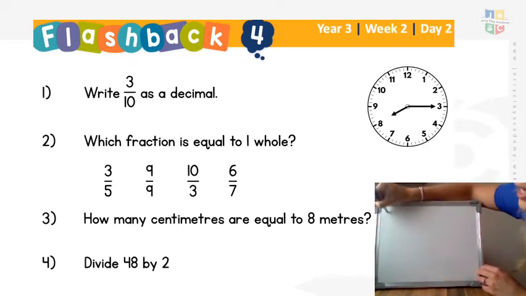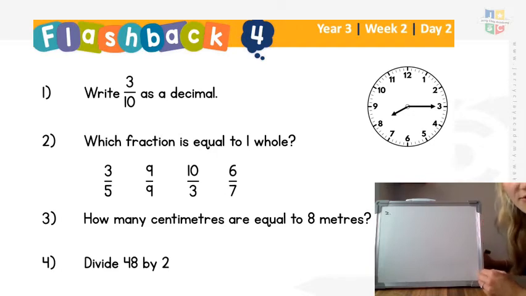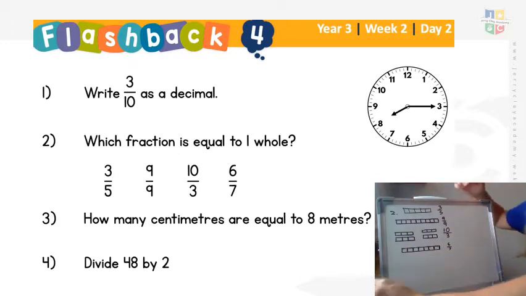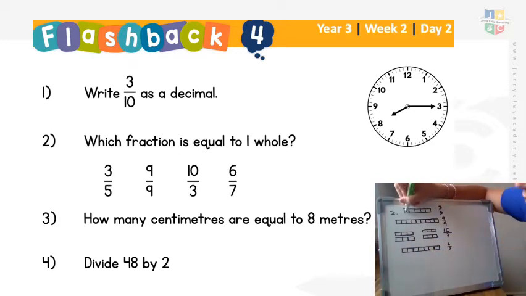Okay, so number 2. You need to say which fractions are equal to 1 whole. So you could have drawn these out. Okay, so I've drawn out mine as a bar model. So I have got 3/5, so I know my denominator is the number of parts, so I've got 1, 2, 3, 4, 5. If I shade now 3/5, so I've got 1, 2, 3.